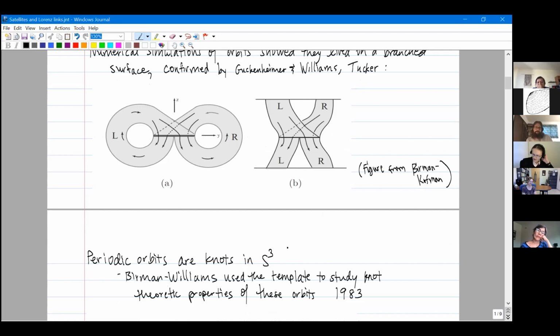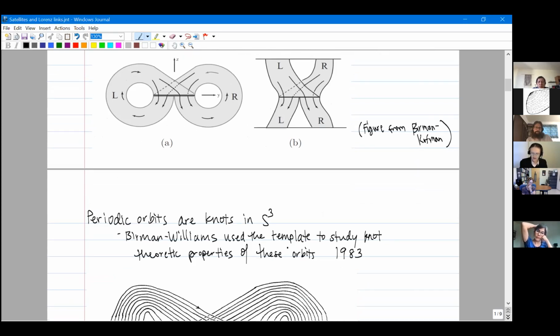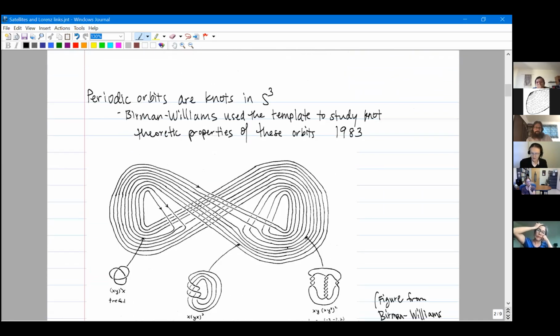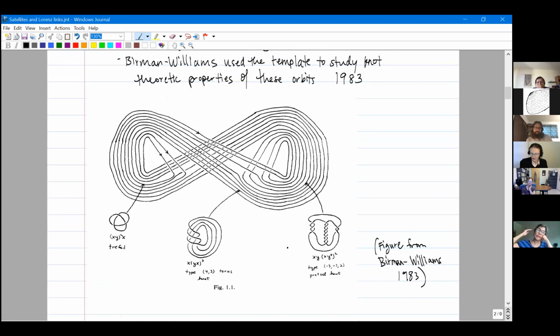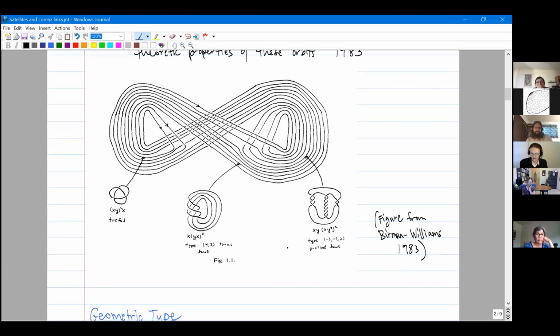So what this means is that the periodic orbits now are knots in the 3-sphere. And so in 1983, using the fact that now we have this template, Birman and Williams started studying knot theoretic properties of these periodic orbits. This is a figure from their paper in 1983, where they have drawn 3 different periodic orbits of this system on the template, and they've been able to identify the knots that are involved. So you've got a trefoil knot, a torus knot, and a Purcell knot, all contained in this template.